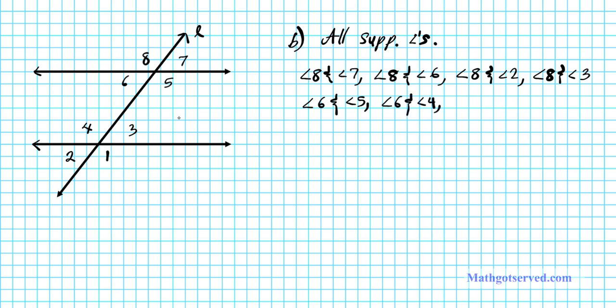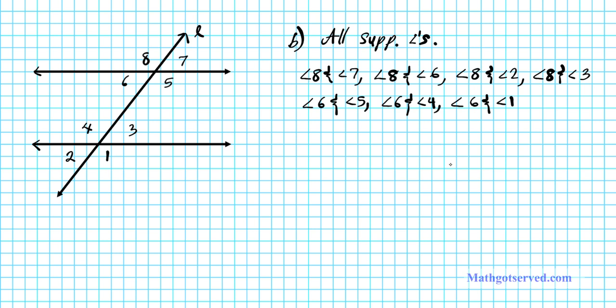Angle 6 is also supplementary to angle 1. Angle 6 is a corresponding angle with angle 2, so this is angle 6 also. Angle 6 and angle 1 form a linear pair, so they are both supplementary angles. Angle 6 and angle 1.